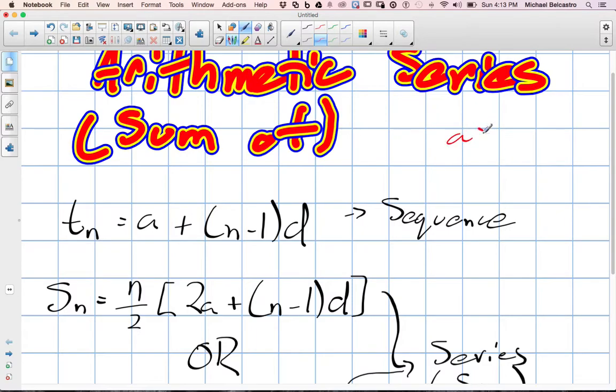So like you said, A is the first term. D is the difference in each term, so what it's changing by. And n. N is the number of the term we're referring to. So if we're talking about the 10th term, n would be 10. If we're talking about the first term, n would be 1. Okay, so that's what they're referring to with those letters.